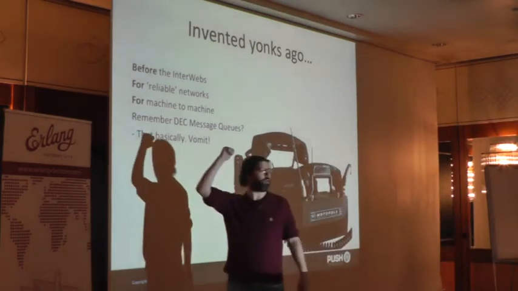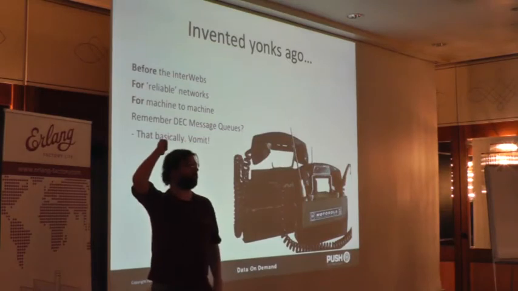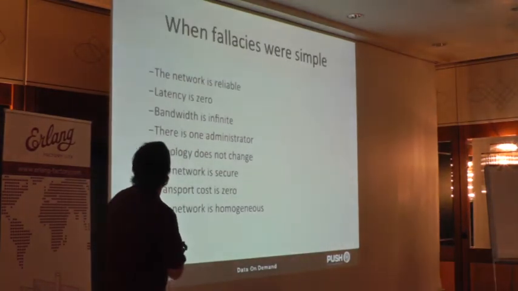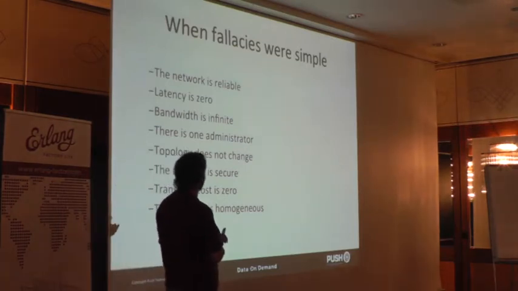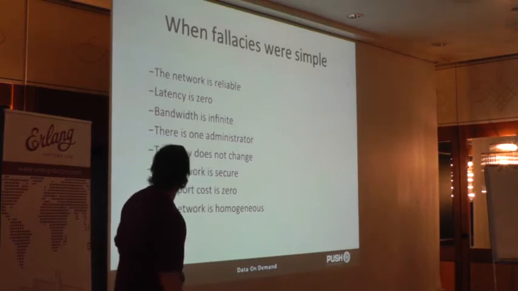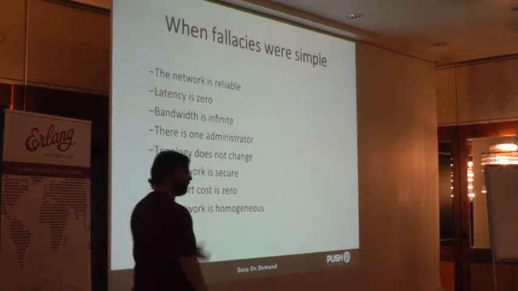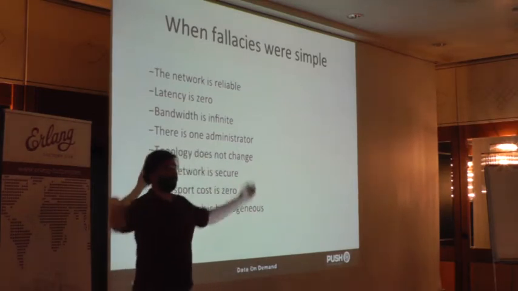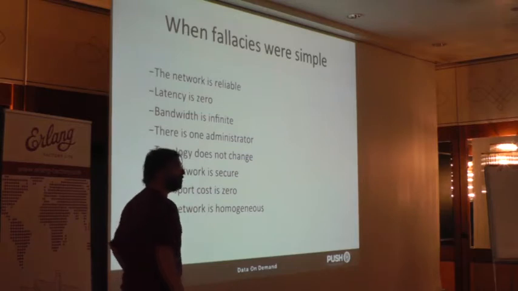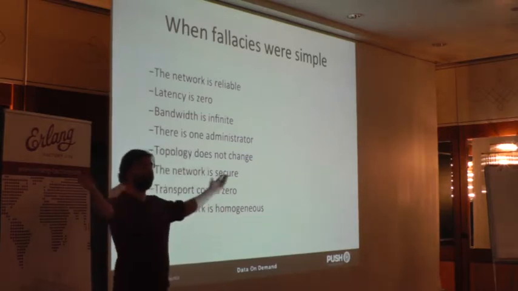Anyone remember Digital Equipment Corporation message queues? Horrible stuff. Not worth remembering. Okay, fallacies were simple in those days. The network was reliable, it was small, it was monolithic. Okay? Latency was zero, it was going from your desk to your desk. Didn't have anywhere to go. It was speed of light, it was awesome back then, between A and B. The topology never changed because you couldn't afford another machine, they were the size of this room.